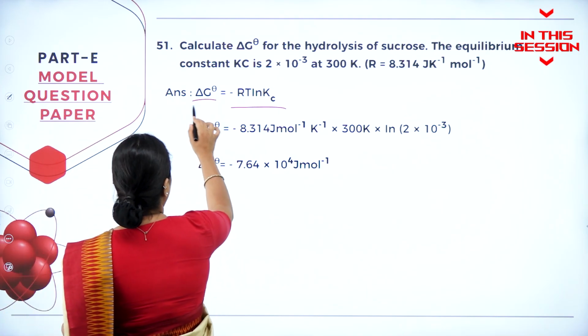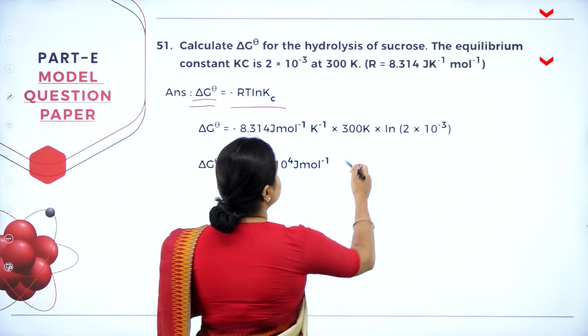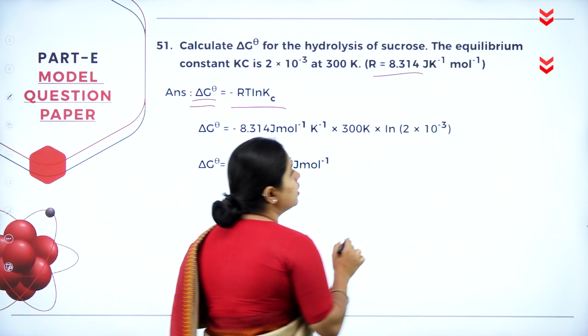So what is it that you have to calculate? Delta G naught you have to calculate, right? So now what is the R value? R value is already given in the question, that is 8.314, okay?